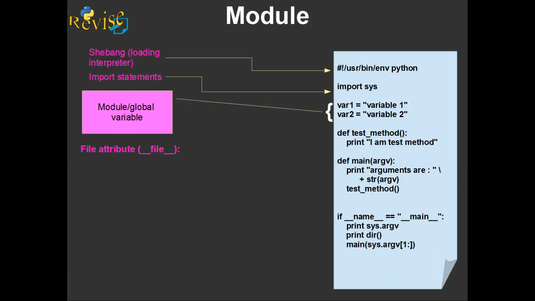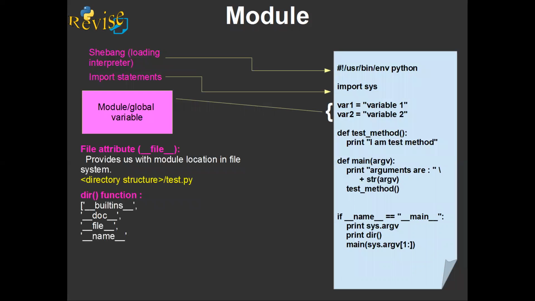So what is the __file__ attribute? The __file__ attribute tells us the location of the file. If you access the __file__ attribute, it will give you the full directory structure and file name. And the dir function gives us all the module level attributes. First it gives the built-in default attributes like __doc__, then __main__, sys and test method. Sys is an imported module. Main and test are methods, and both are variables. This dir function will contain all the default attributes, your module level variables, and your methods.